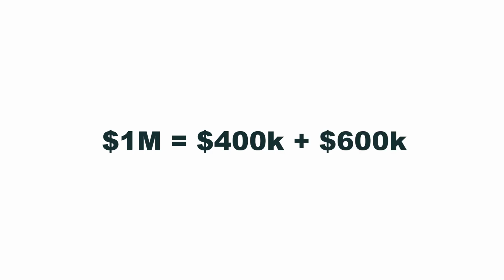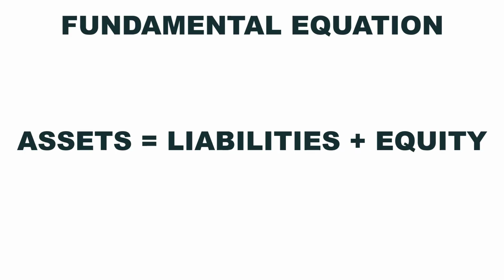If a company has $1 million in assets and $400,000 in liabilities, then the equity or net worth of the company is $600,000. This is represented by the fundamental equation: assets equal liabilities plus equity.